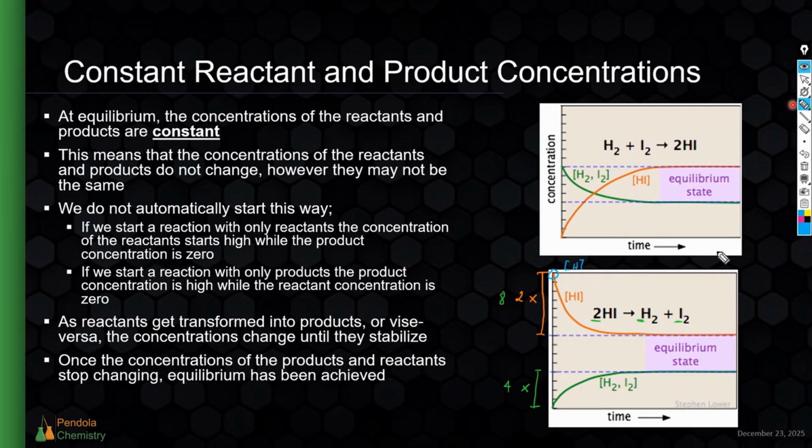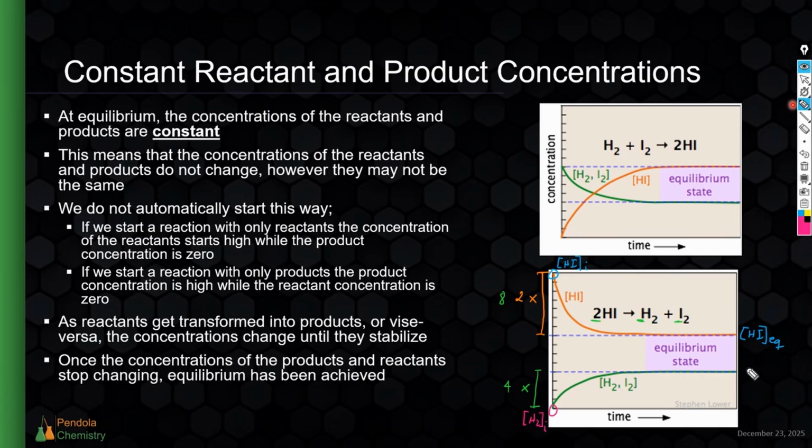So we can call this concentration of HI initially. That is going to change by twice as much once we reach the concentration of HI at equilibrium than the concentration of, let's say, and this is going to be the same for H2 and I2 because they're equivalent to each other, but let's say H2.